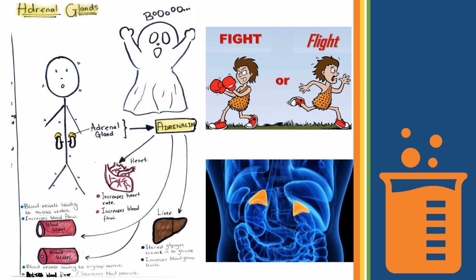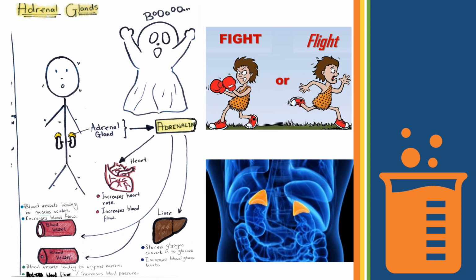So if we are scared, the adrenal gland produces adrenaline, which increases the heart rate and increases the blood flow in the heart. And in the liver, it converts the stored glycogen into glucose and increases the blood glucose level.